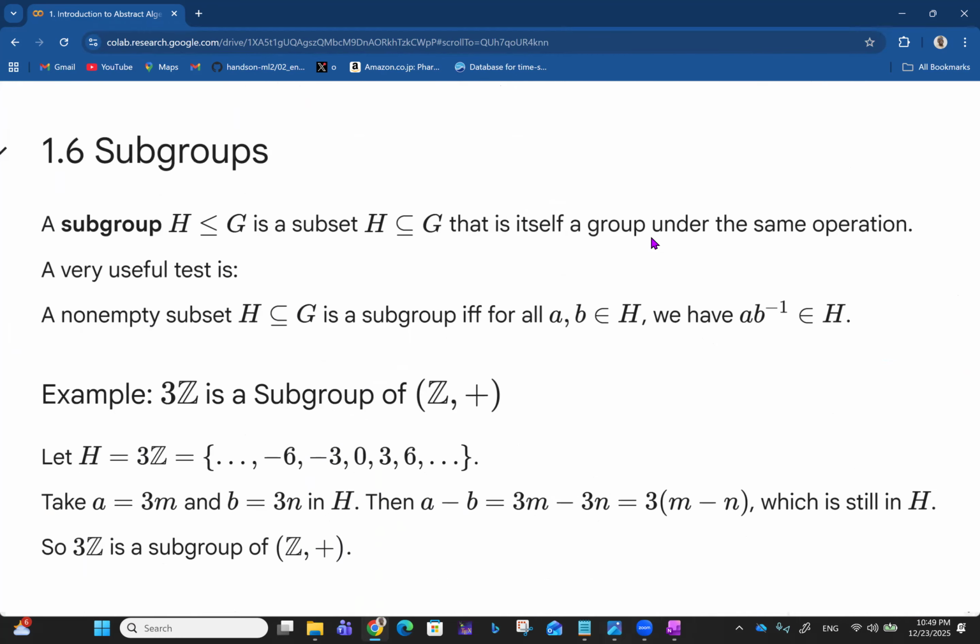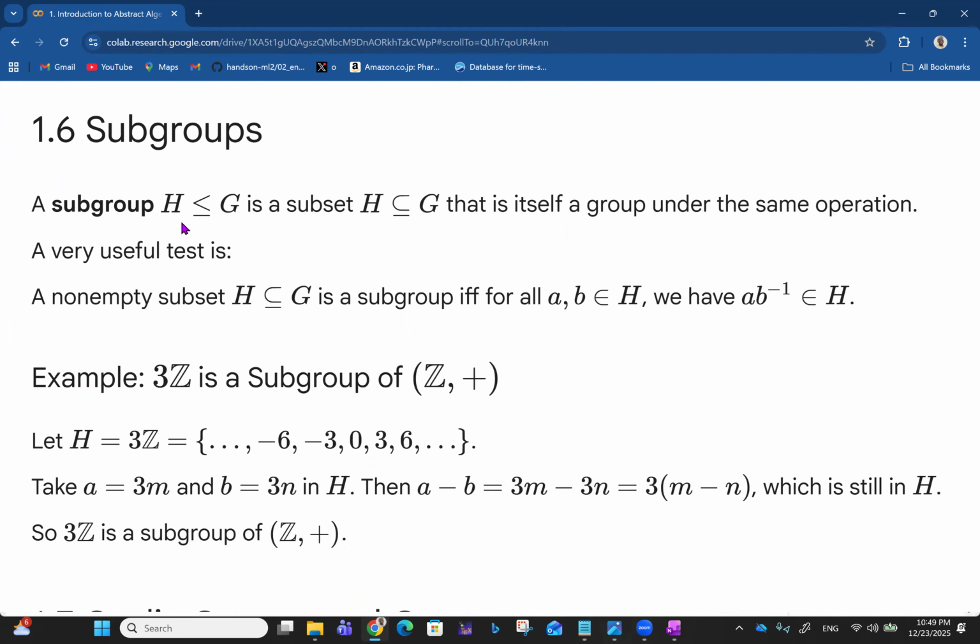So a subgroup H. Here we're talking about subgroups. There are groups and there are subgroups. A subgroup H of G is a subset H of G that is itself a group under the same operation. So if G is a group under a given operation and H is its subgroup, then H is also a group under the same operation.